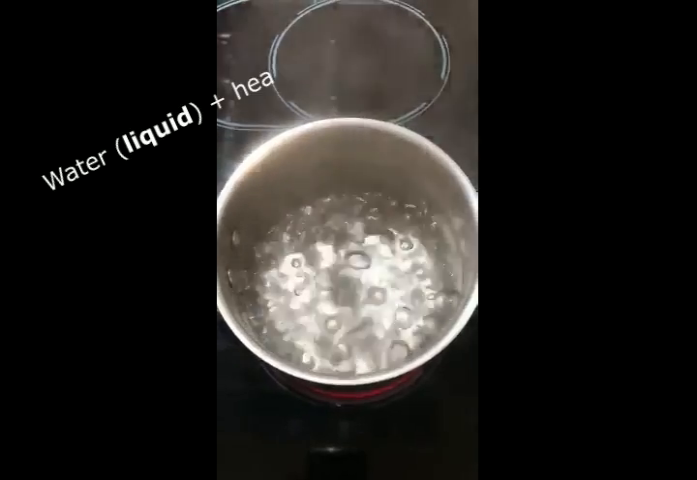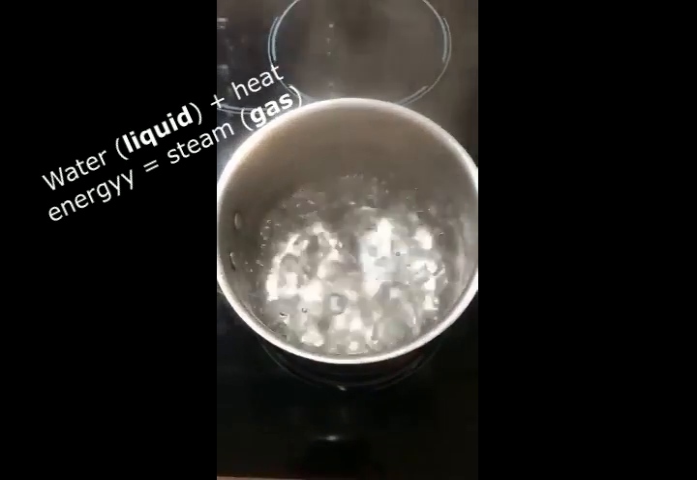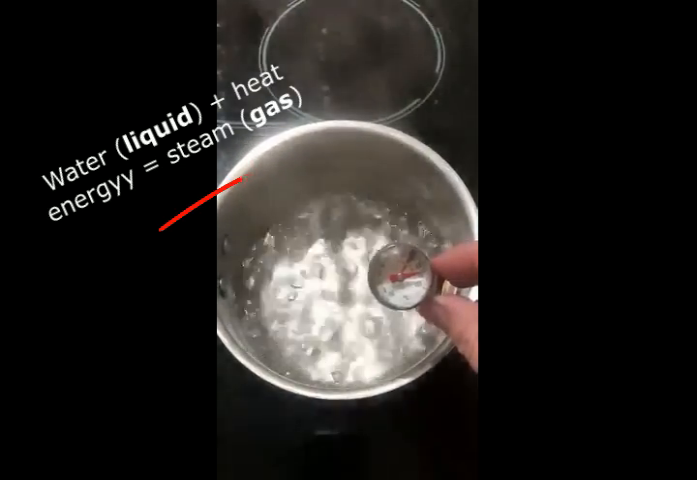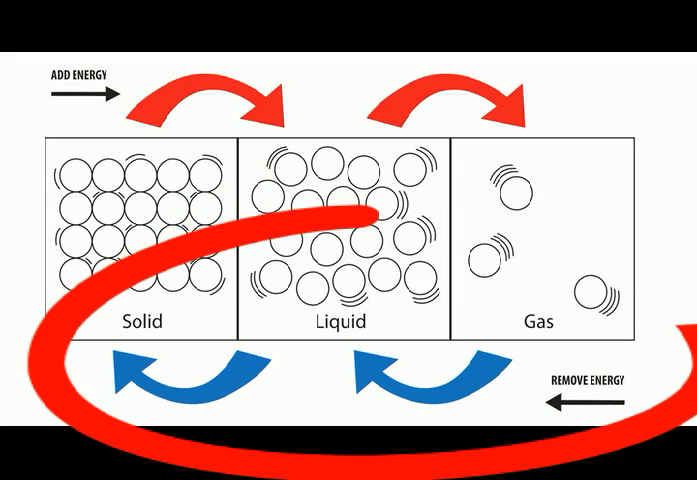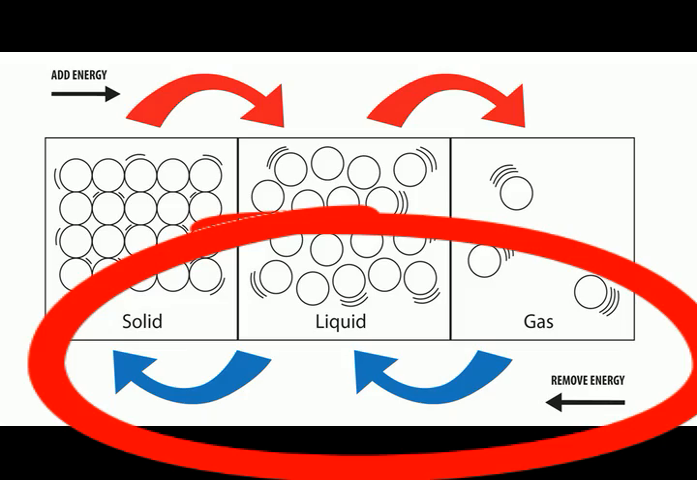For example, if heat is the energy and is applied to liquid water, it will convert it into steam, which is a gas. We can see this when we boil water in a kettle or on the stove. The liquid starts to form into a gas that we can see coming from the top. This is called evaporation. Taking away energy will also cause a physical change.